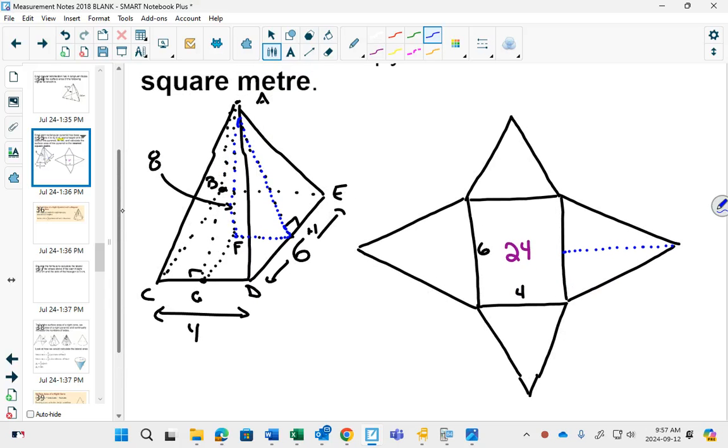Okay? Does it make sense to you that this blue line here is going to be the same on this side? So that's something we're going to need to find. We're going to do that in a bit. But looking at my net, I also need to find the height of this triangle and the height of this triangle.